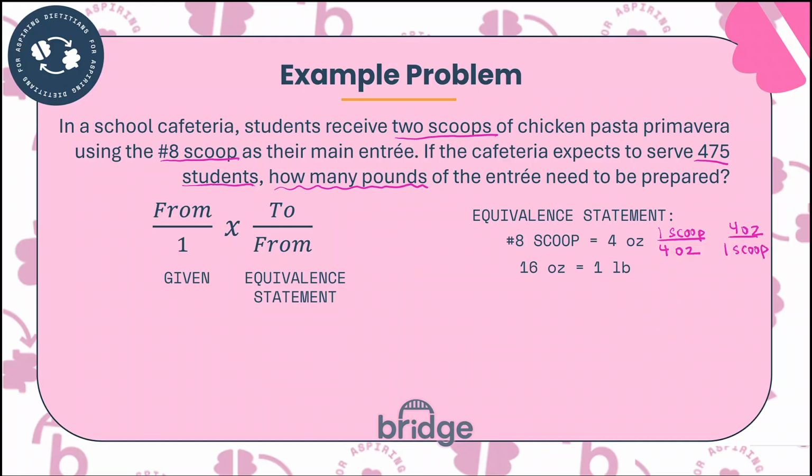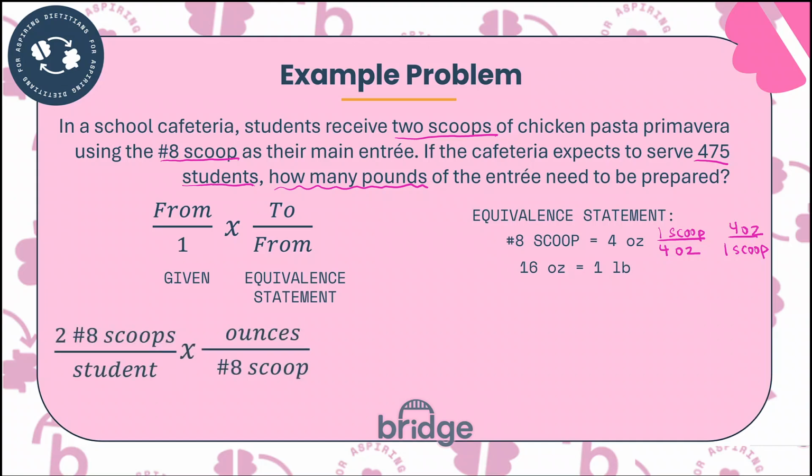But since each student is receiving 2 scoops using that number 8 scoop, that is our given. 2 scoops of the number 8 scoop. And to cancel out the units of the number 8 scoop, then that is what's going to go in the denominator. The units that you're converting from will always be the same. And we can convert from scoops into ounces using this equivalent statement that we've already worked through. 1 scoop has 4 ounces. To make the units match, we need ounces on the top and scoops on the bottom.